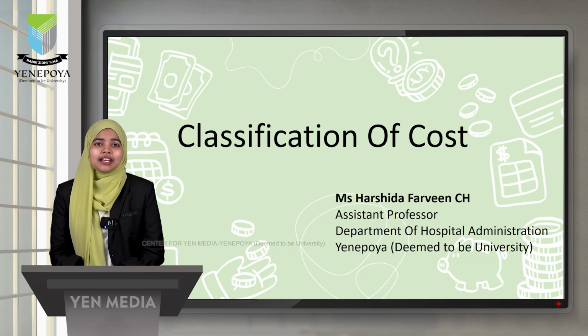Cost classification is one of the fundamental concepts in cost accounting. It helps us organize cost into meaningful categories so that we can plan better, control expenditure and make informed decisions. In today's session, we'll go step by step through the different ways cost can be classified and understand how each classification helps in managerial decision making.